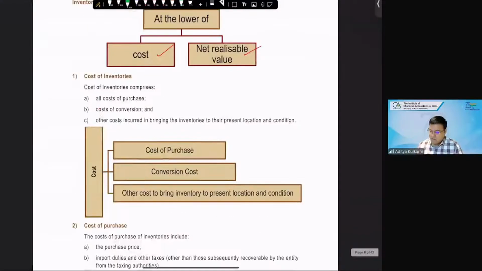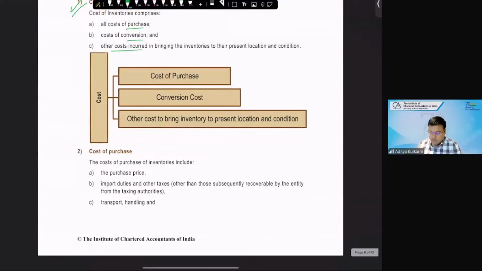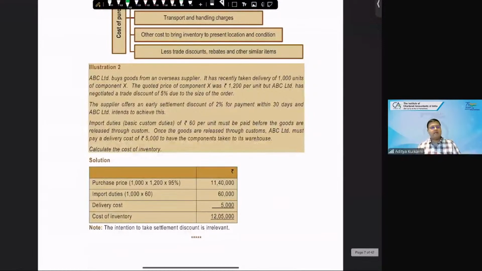So let us just come quickly to our discussion. So cost of inventories, we have seen purchase, conversion, other costs. Cost of purchase, we have seen purchase, import, other taxes, transport, handling, and directly attributable costs. Okay. So all of that is done. Now let us look at this particular illustration. Small illustrations are there. Nothing difficult or nothing which is unfamiliar.